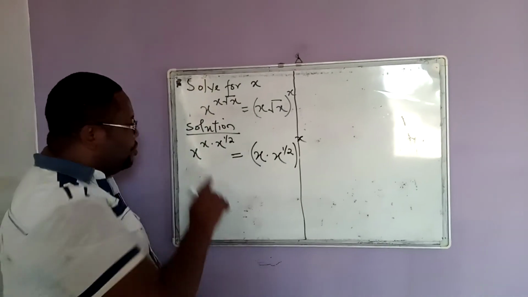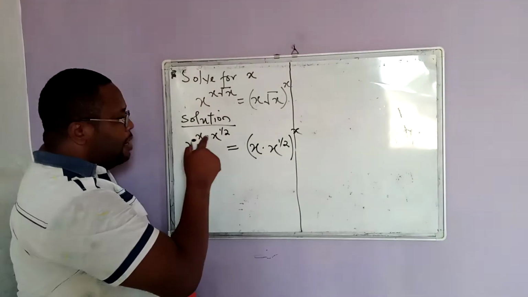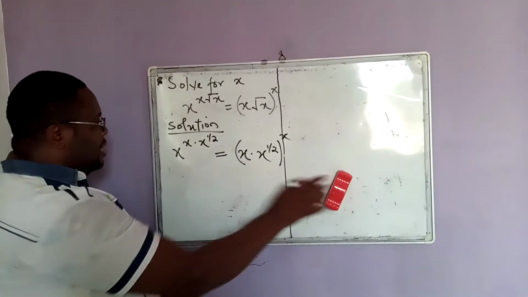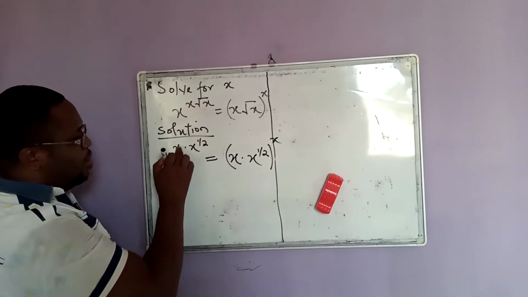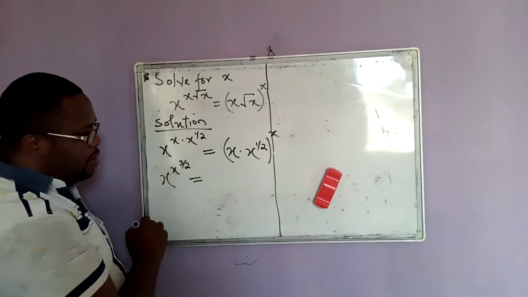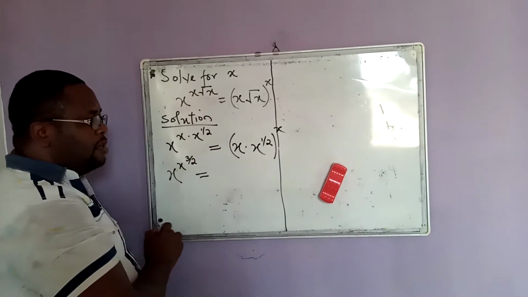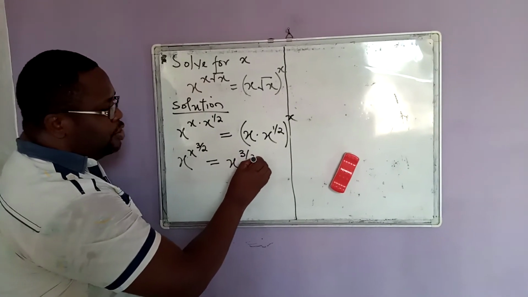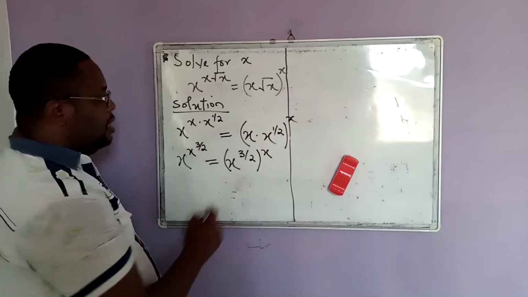The next thing I'm going to do, this is x to the power 1, this is x to the power half. So if I combine the two of them, 1 plus half, by the rules of indices, you're going to get x to the power 3 over 2. The same thing here: x to the power 1 plus half, from the rules of indices, will give me x to the power 3 over 2. Now all of this is going to be raised to the power x.